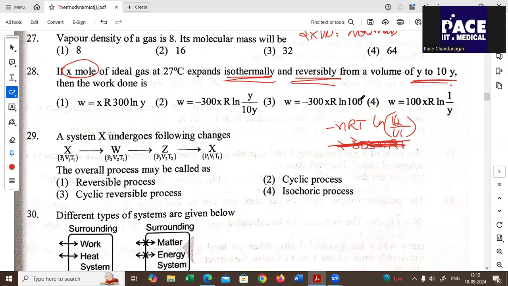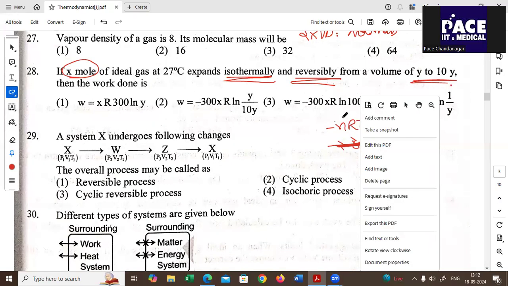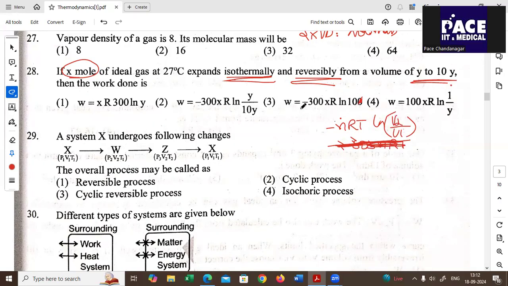I think there must be some mistake here. This is not 0, this is not the same. So ln 10, this is fine. Yes, that would be your answer. Minus 300 X ln 10 will be your answer there.